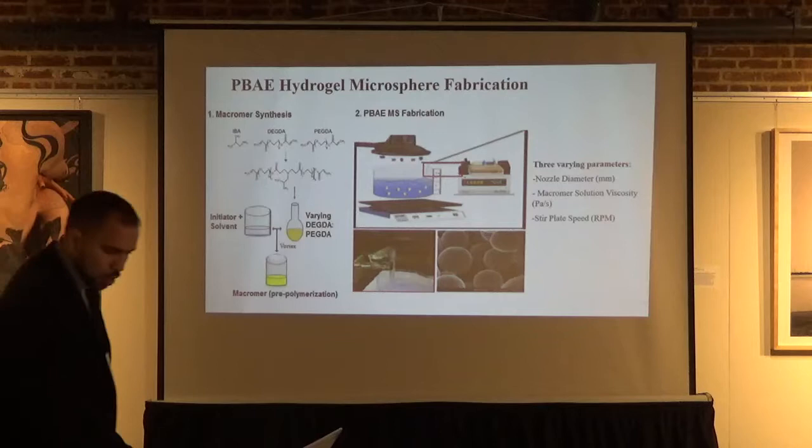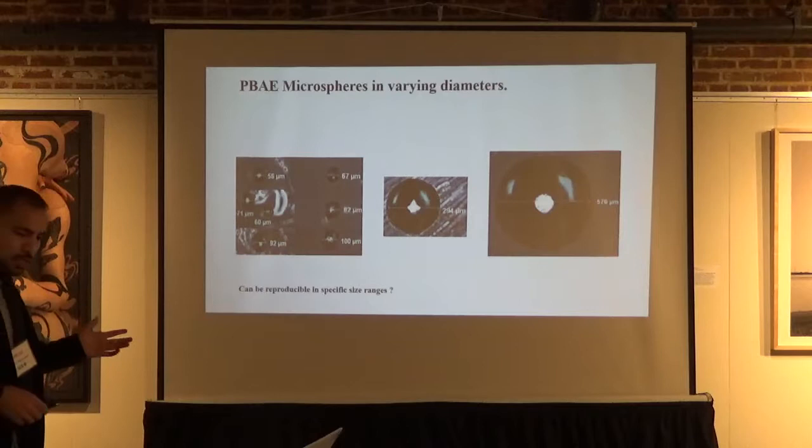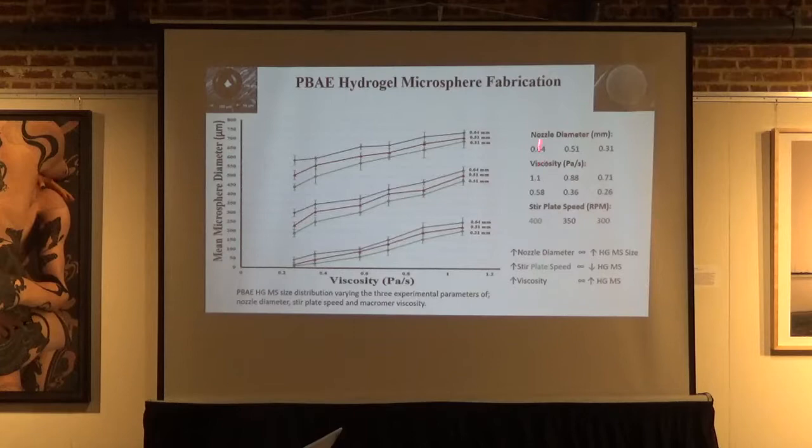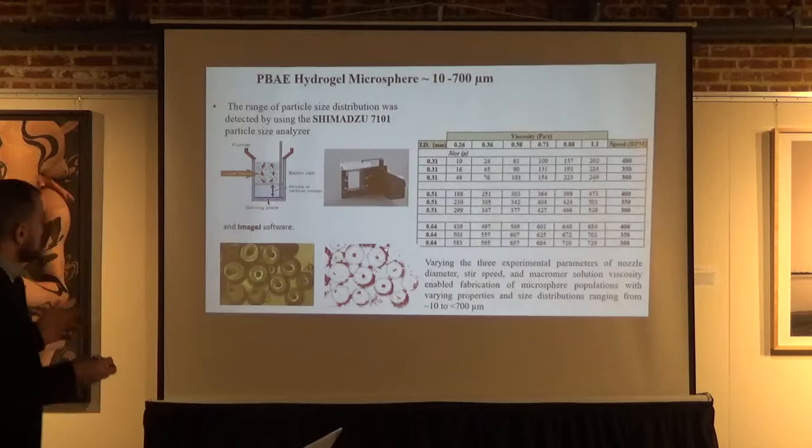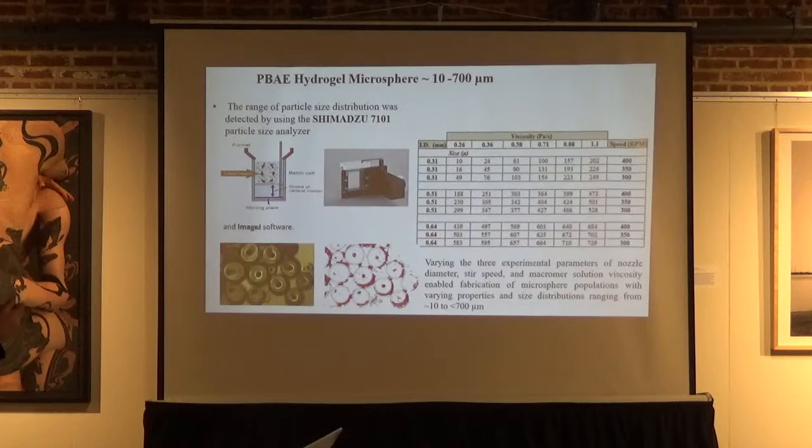So using that, we were able to make hydrogel microspheres of different size, but we wanted to see if these are reproducible. And so we came up with this, using these three parameters: the nozzle diameter that the macromer solution travels through, the viscosity of the macromer solution, and the stir plate speed. And we were able to make hydrogel microspheres of varying size and different properties. The highlight here is we were able to make hydrogel microspheres of the same size using the same chemicals, but with different properties as well. We used this to characterize the particle size distribution. We used the Shimadzu, and we also used ImageJ, and we were able to produce hydrogel microspheres anywhere from 10 microns to the 700 micron range.